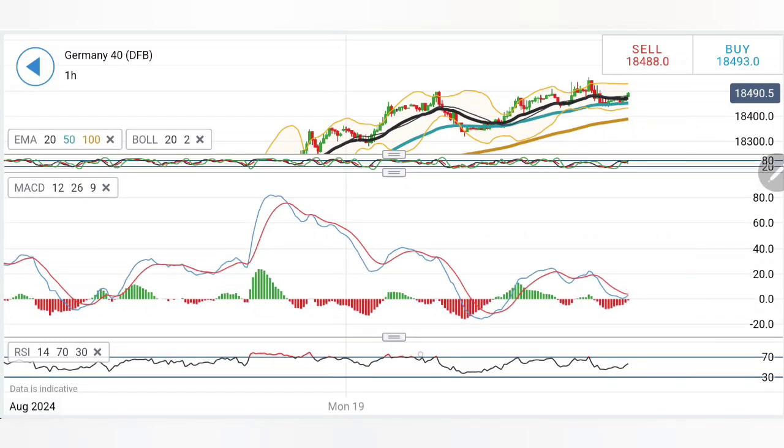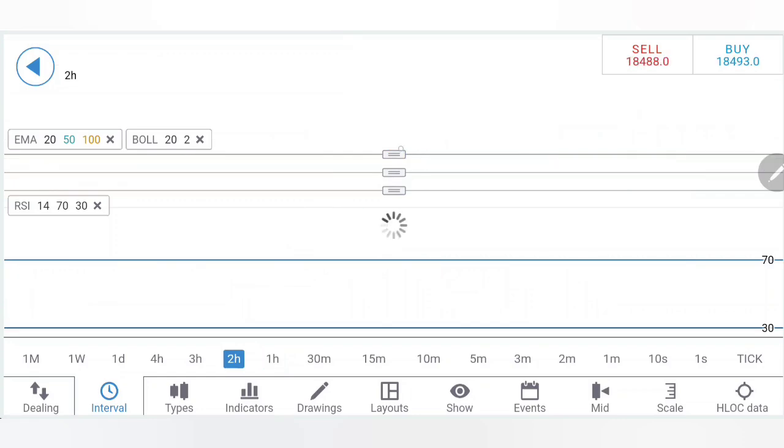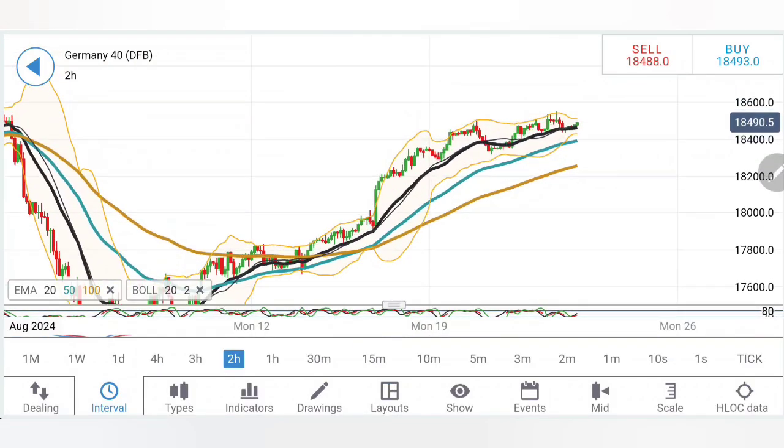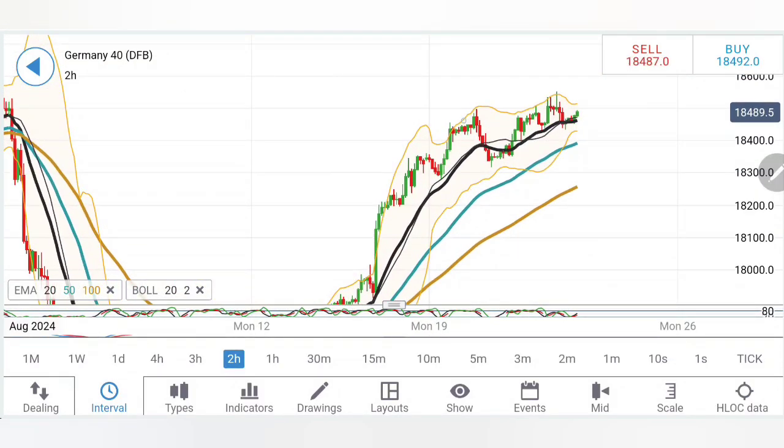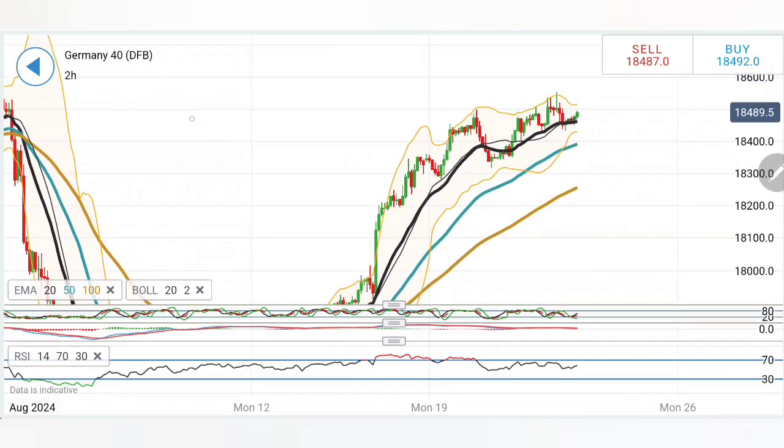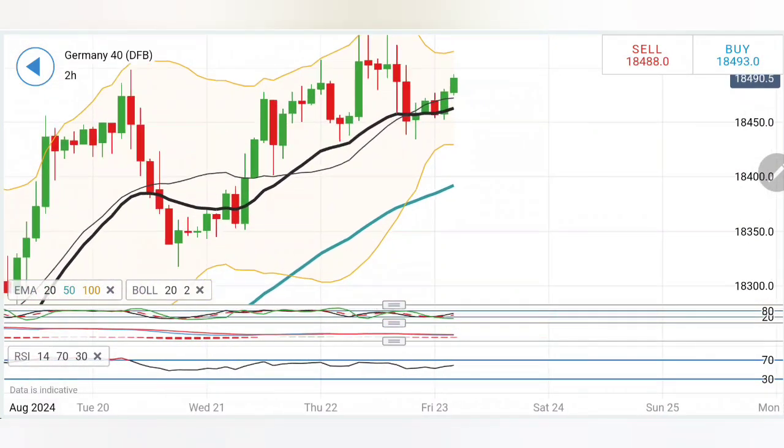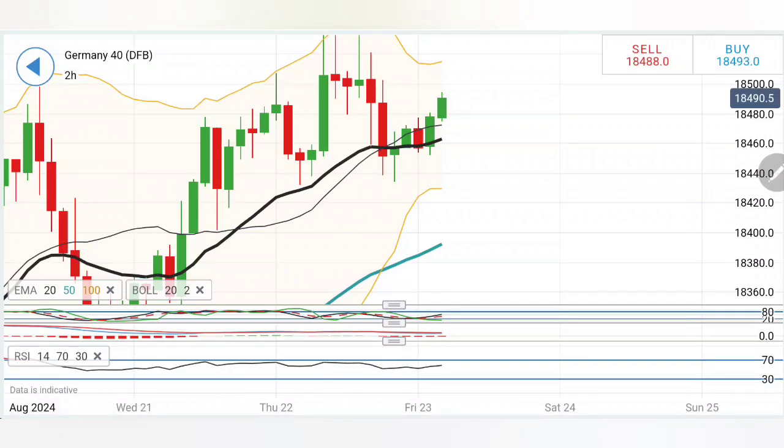Stochastic rising here, MACD is bearish trying to converge. RSI is also showing a little rise. On the 3-hour chart, similarly, it has again come down to take the support from the 20 period, taking the support, trying to bounce back. Also, the support is very important and very crucial at 18450, 18430 zone.